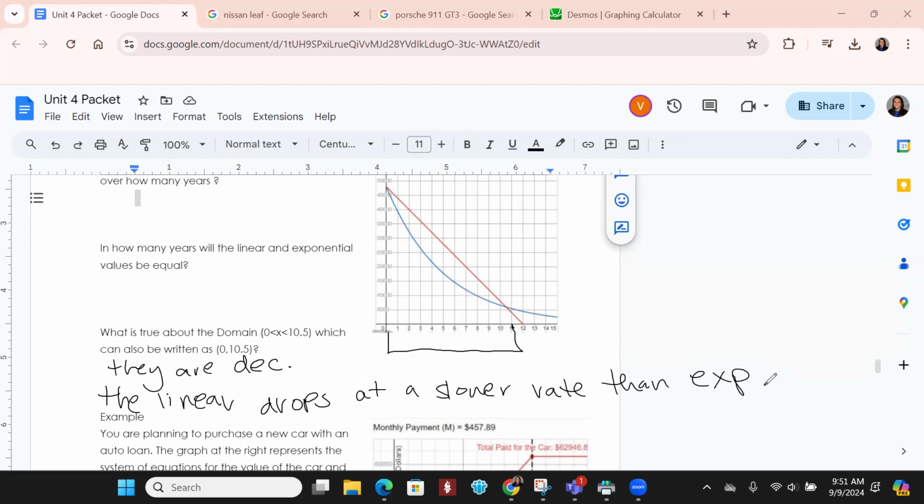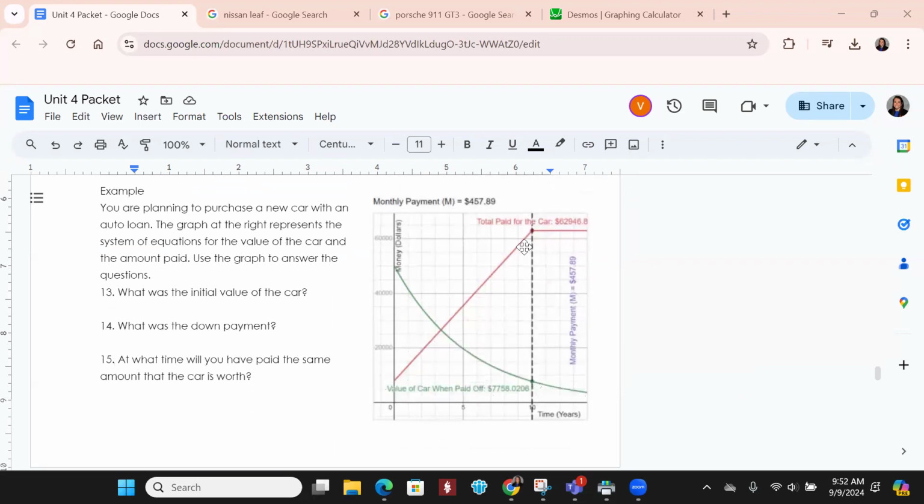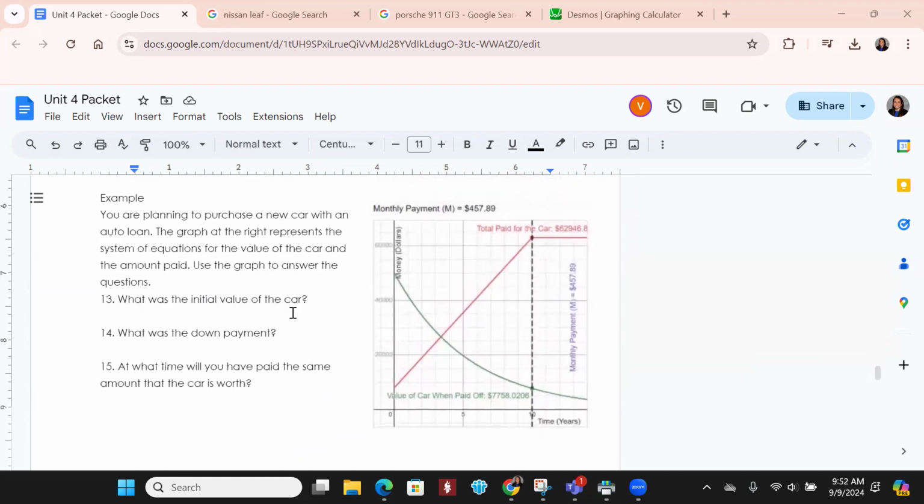Everybody okay on that one? Nothing crazy. Example: you are planning to purchase a new car with an auto loan. The graph at the right represents the system of equations for the value of the car and the amount paid. Use the graph to answer the question. What was the initial value of the car? What's the y-intercept? 50,000.